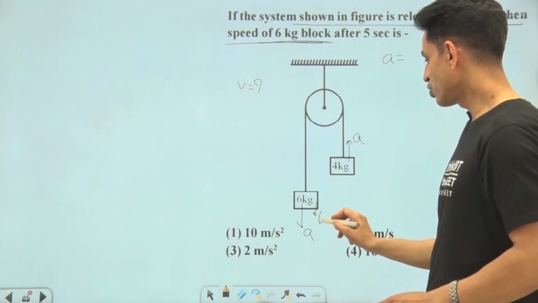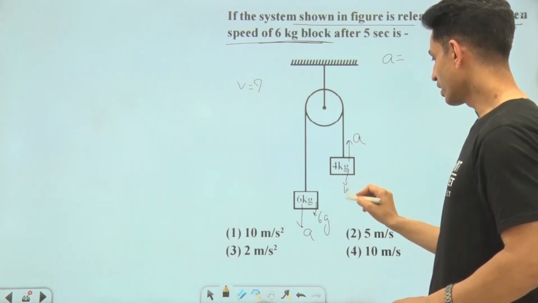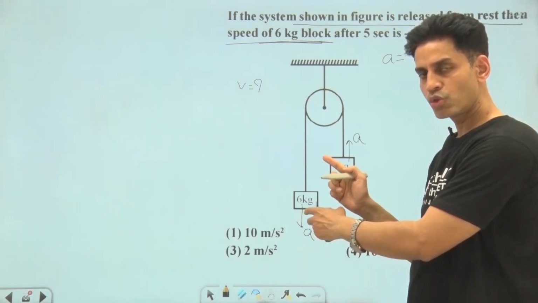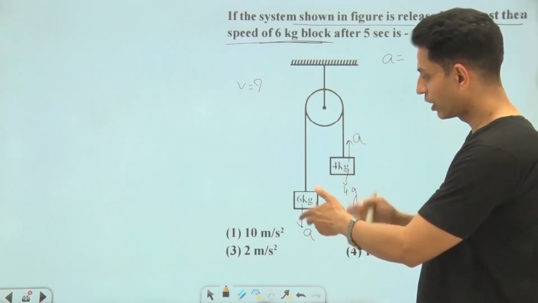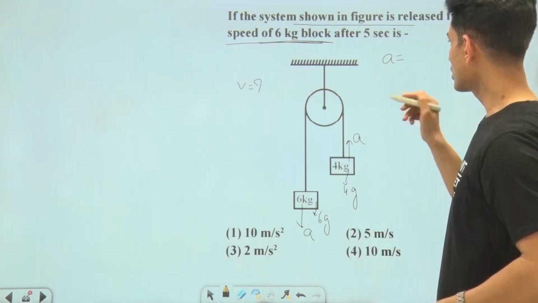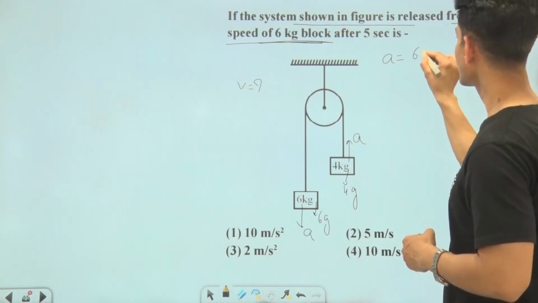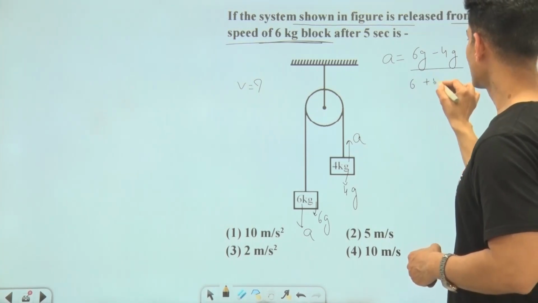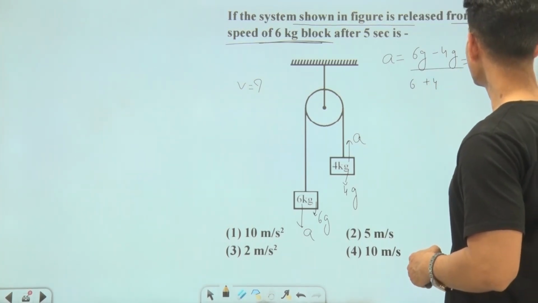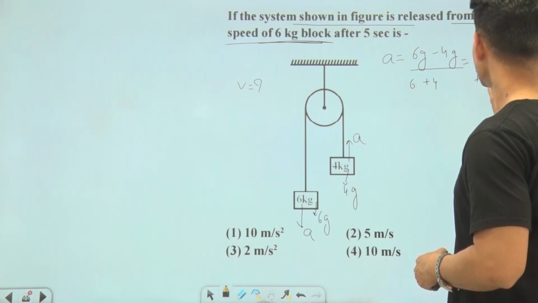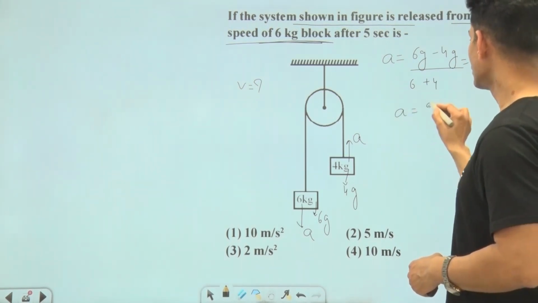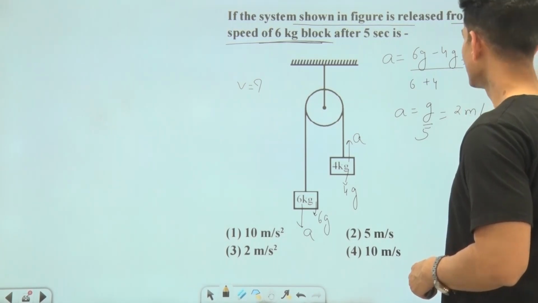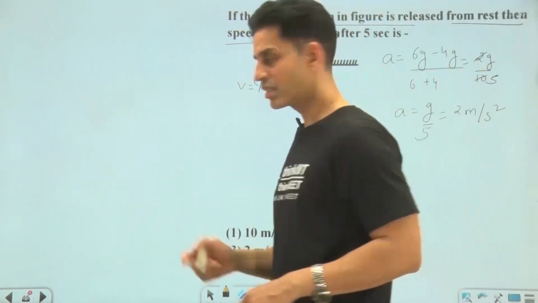So we can write the expression of a directly. 6g here and 4g here. Both try to move the system in their own direction. So the acceleration is the net force responsible for motion, that is 6g minus 4g upon the total mass 6 plus 4, that is 2g upon 10. That is a equals g/5, which equals 2 meter per second square. I am taking g as 10.